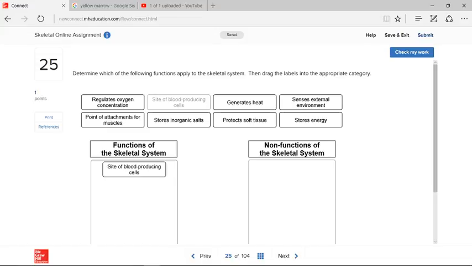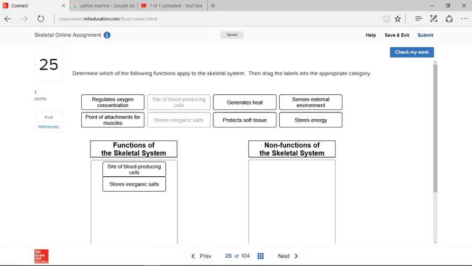So let's begin. More functions of the skeletal system. What do they combine? Come on, tell me. I'm kidding. Stores inorganic salts, correct. I wonder what kind of salts it is. Your bones are really hard. I can't explain how hard they are. They're hard. Trust me on that.